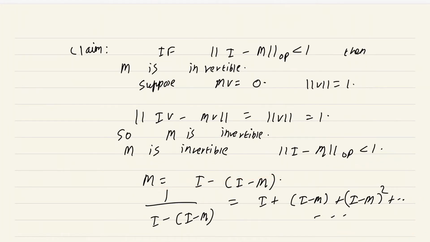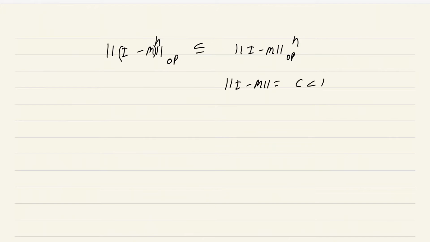So we are going to claim that this series on the right hand side, a series of matrices, is going to converge, and we are going to claim that it converges to the inverse. Now, why do we know that this converges? Well, because the operator norm of (I minus M) to the power n is at most the operator norm of I minus M, to the power n. So if the norm of I minus M is equal to c, which is less than 1, this is less than or equal to c to the power n.